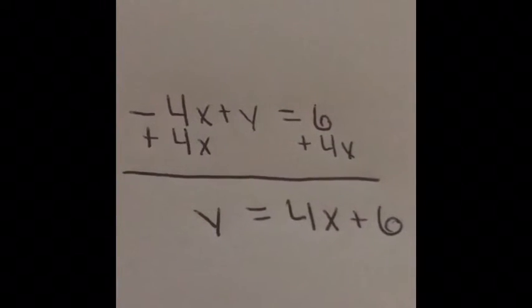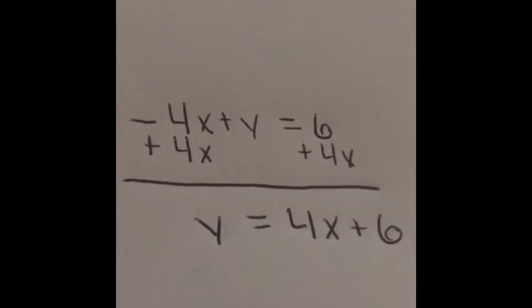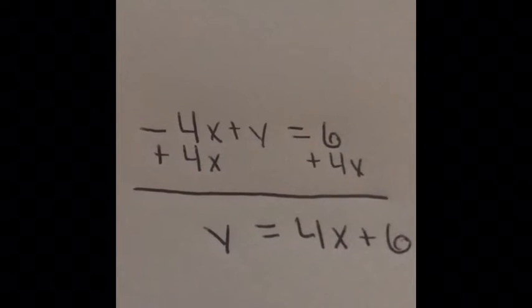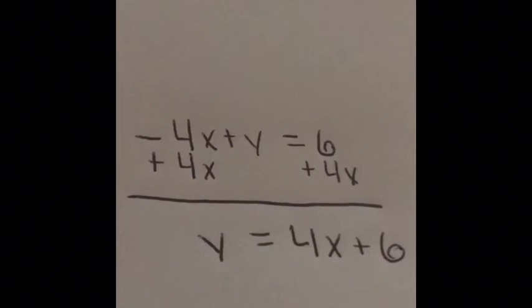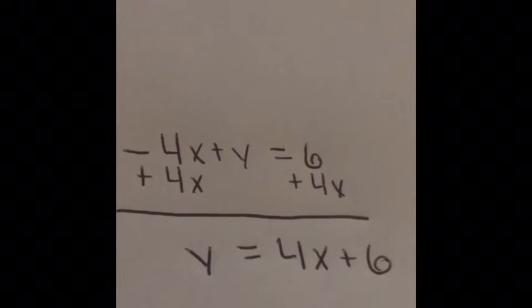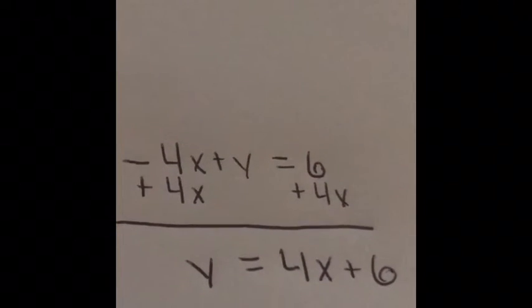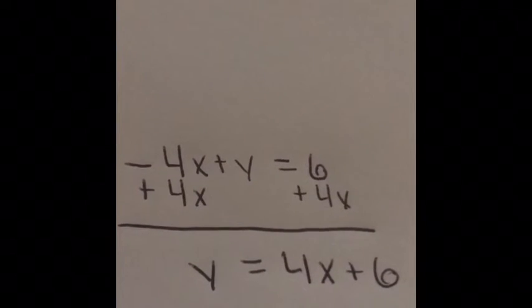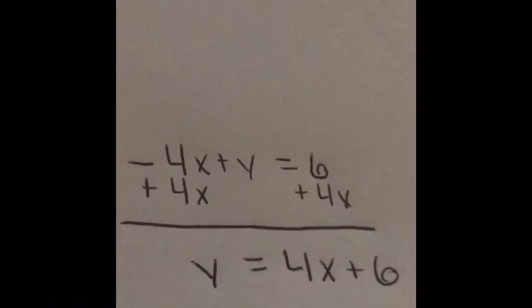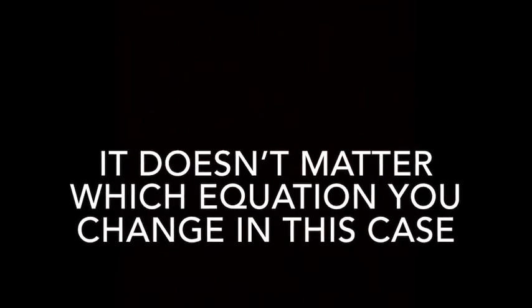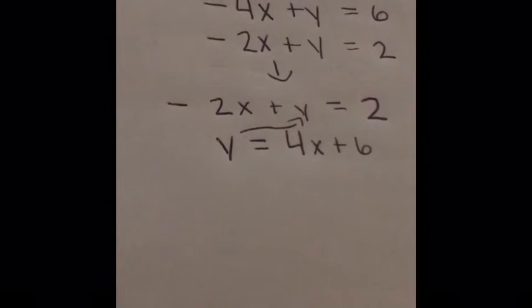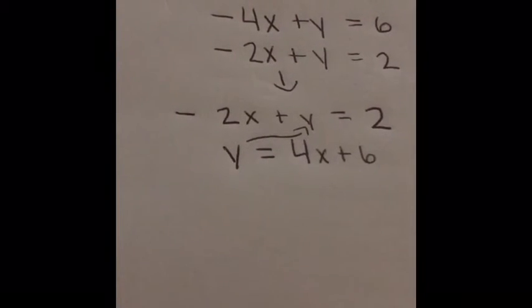I took one of the equations, negative 4x plus y equals 6, and then I added 4x to cancel it out on one side, and whatever you do to one side, you do to the other side also. So after adding the 4x to the 6, you would end up with y equals 4x plus 6, because you would need to put the number with the variable before the number without the variable, so you would end up with that equation. It does not matter what equation you change. Your new problem would be negative 2x plus y equals 2 and y equals 4x plus 6.